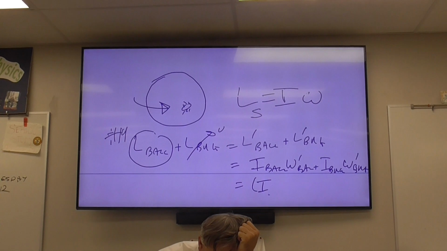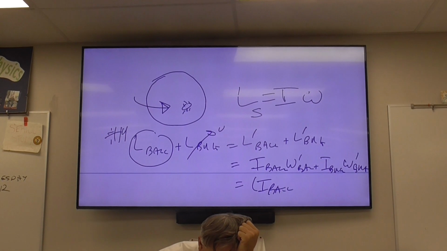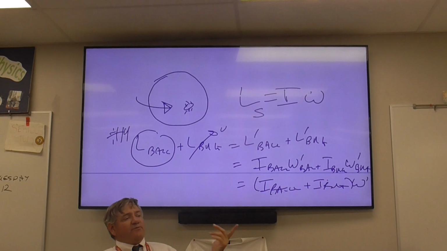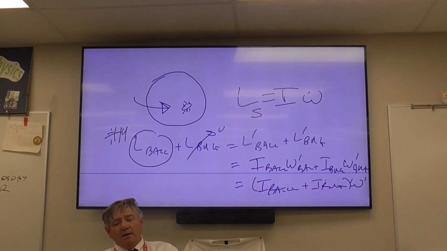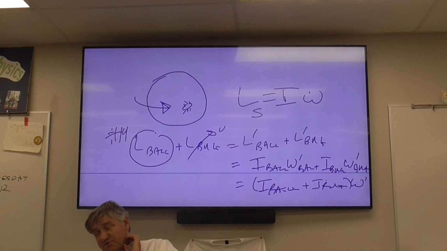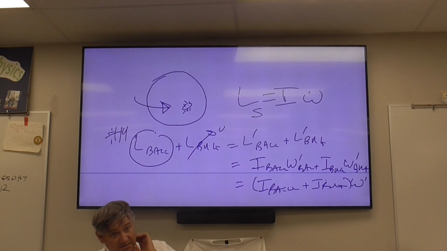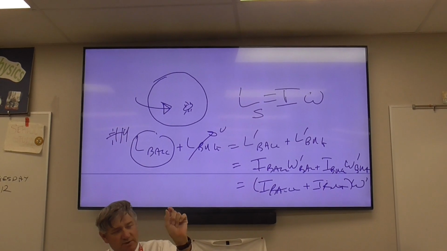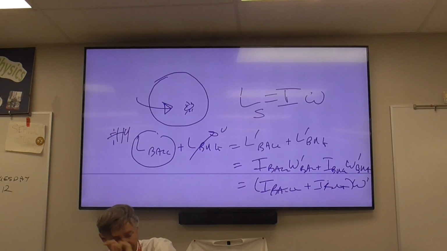So this is going to be the I of the ball plus the I of the bug times omega prime. What you're searching for is omega prime. I'm going to tell you to treat the bug as a point mass. Okay? Point mass, you use mr squared. You're just going to use the radius of the ball because that's where it landed.